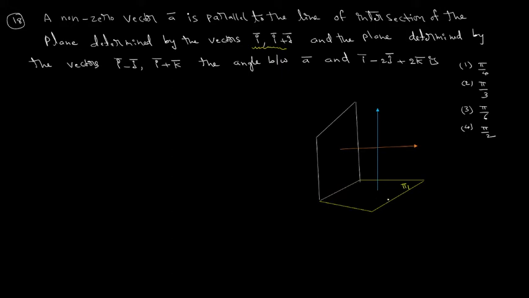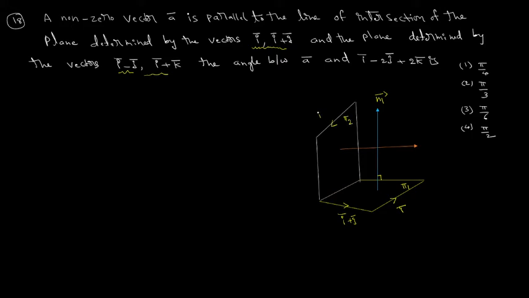The first plane is determined by the vectors i bar and i bar plus j bar. This line represents the normal n1 bar of the first plane. Similarly, next, this is the second plane, which is determined by another two vectors. I am taking the second plane as pi 2.